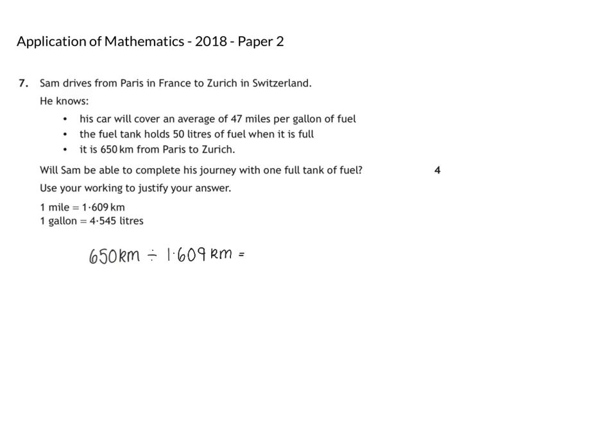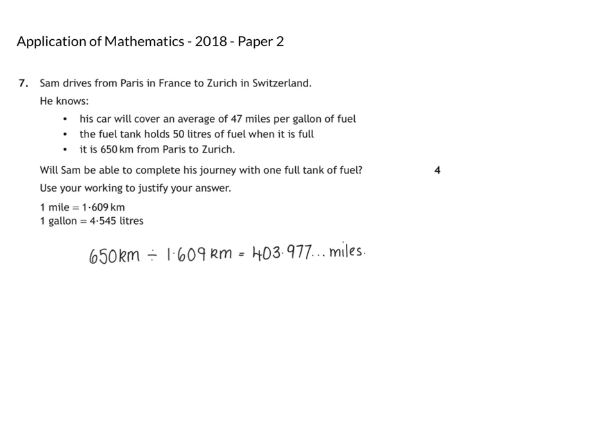This kind of is working like currency exchange. So if you're converting to something, you are multiplying, and if you're converting back, you divide. Because we know that 1 mile is 1.609 kilometres, we have to divide, because we have kilometres and we're trying to change back into miles. So when we do that, what we get is 403.977, and it does keep going, and that's miles.